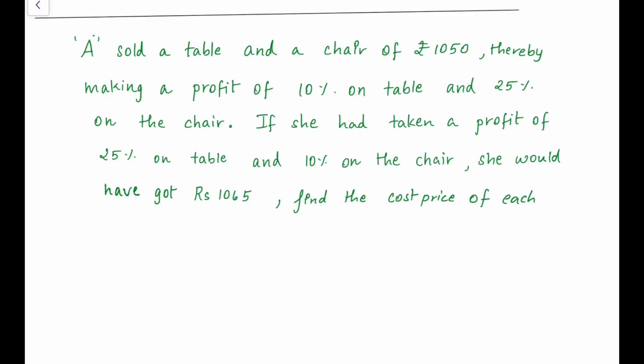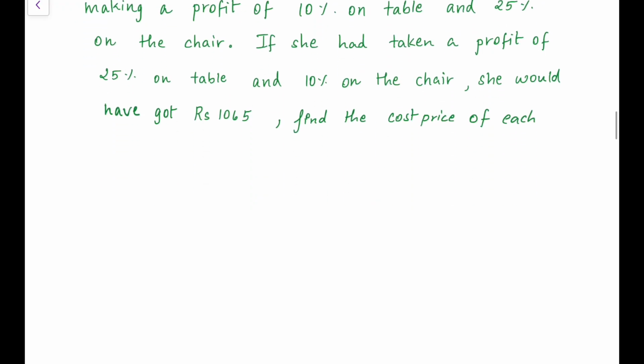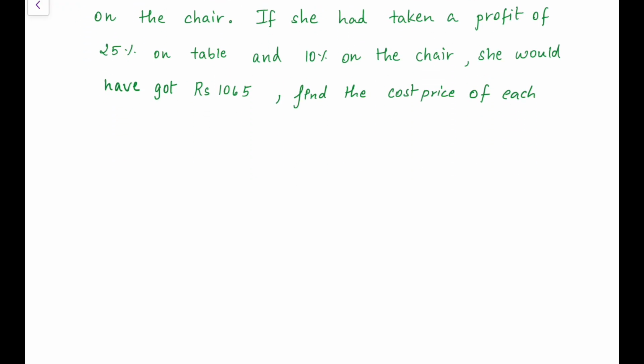A sold a table and a chair for rupees 1050, thereby making a profit of 10% on the table and 25% on the chair. And the second situation is, if she had taken a profit of 25% on the table and 10% on the chair, she would have got rupees 1065 as the selling price. So find the cost price of each. So we'll draw a table, so that becomes very easy.